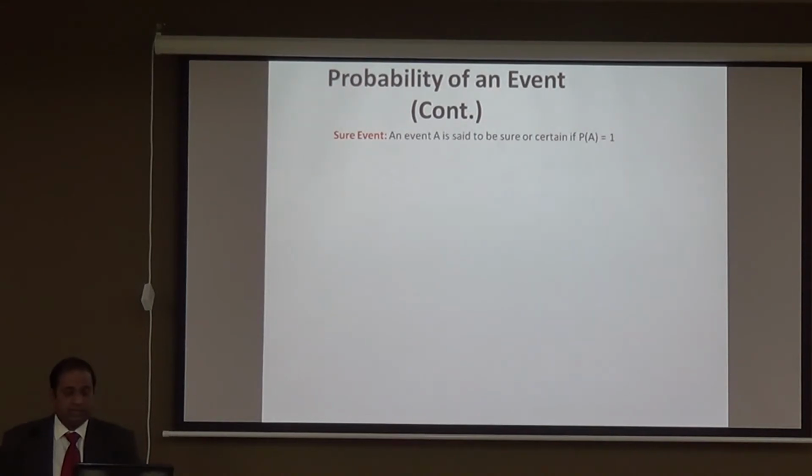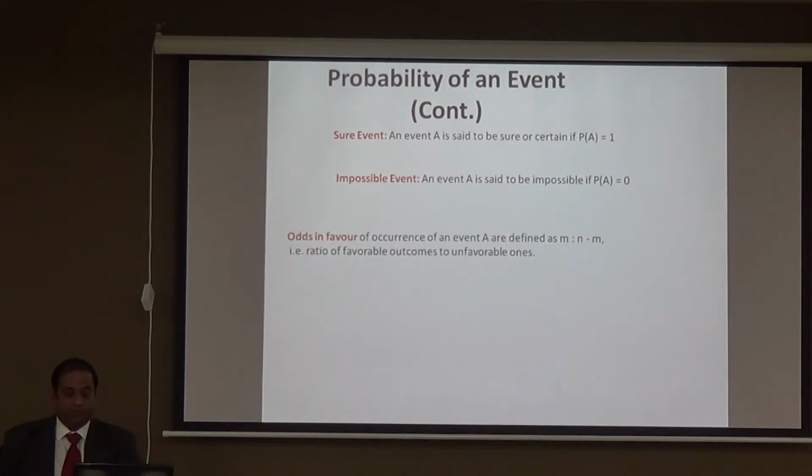Now, if we take an example of a sure event. Any event A is said to be a sure event or certain event if its probability is 1. Similarly, impossible event, an event A is said to be impossible if its probability is 0.